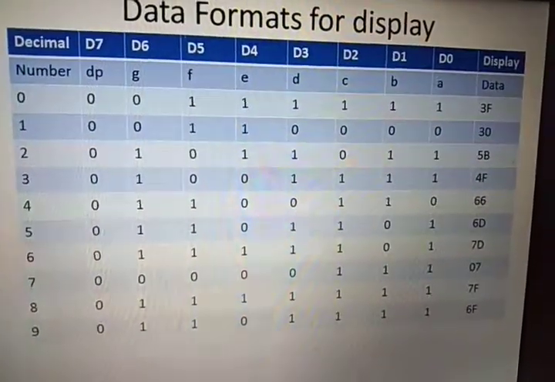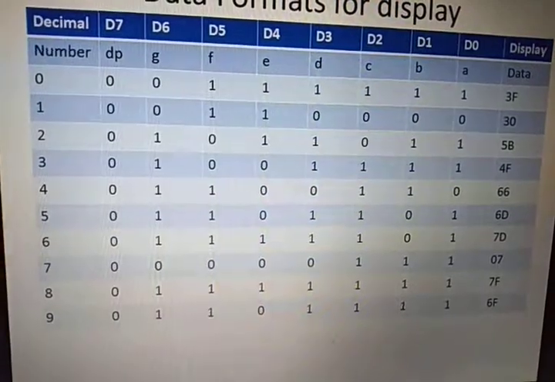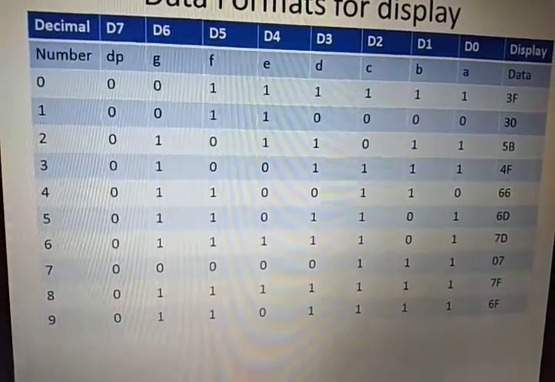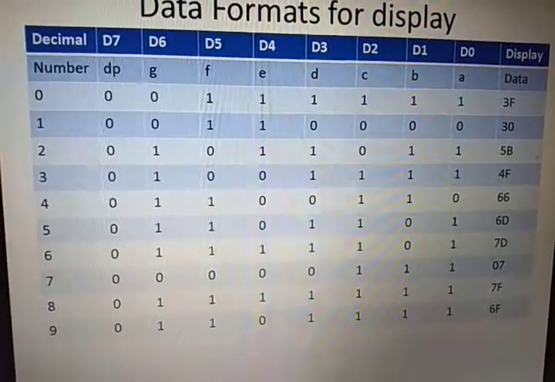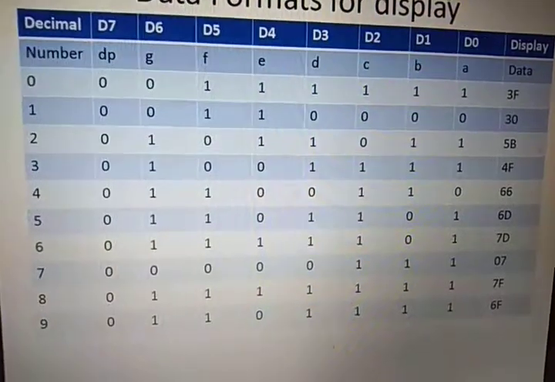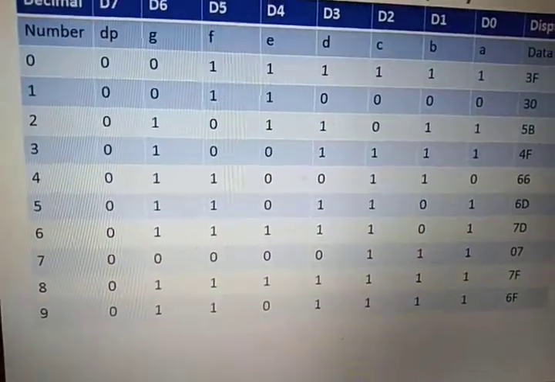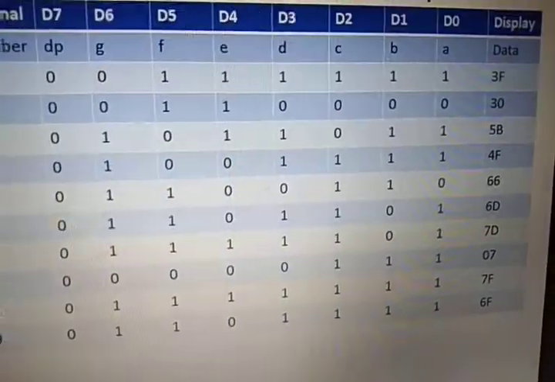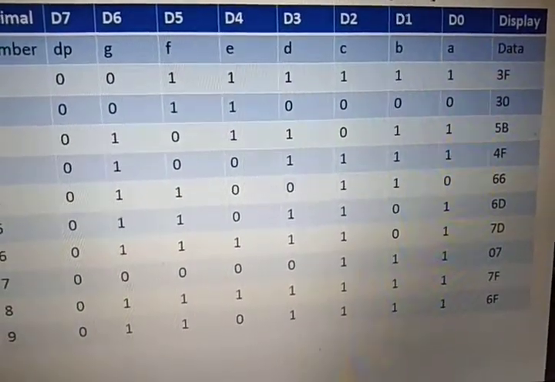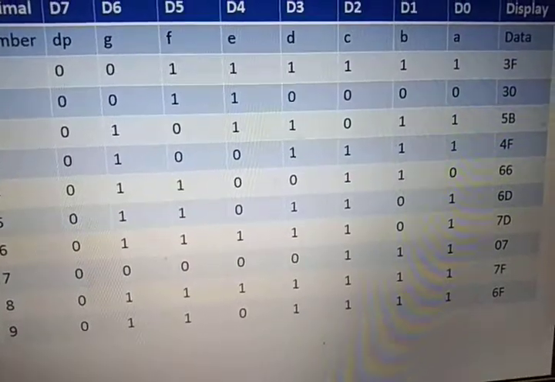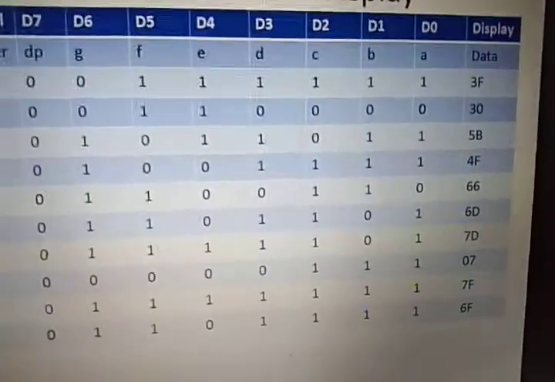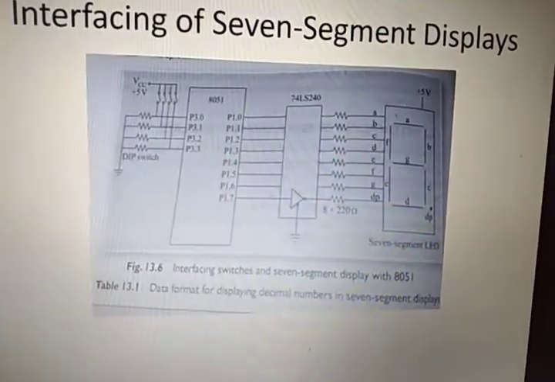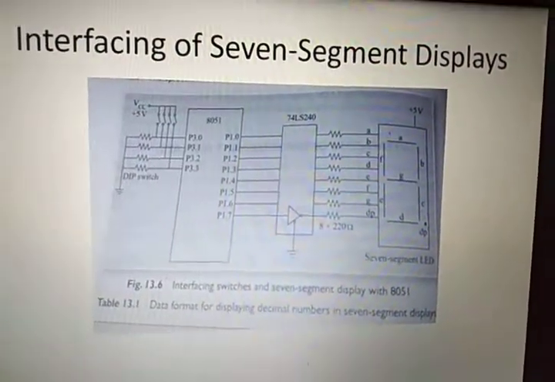So 8-bit information is generated from a decimal number. For 0, the decimal point is 0, the segment G will be 0, and all the remaining segments will be set to 1, and the data is 3F. Similarly for the remaining digits up to 9, the codes are 3F, 30, 58, 4F, 66, 60, 70, D7, 7F and 8F. This code conversion is automatically taken care of by the interfacing device 74LS240. Thank you.